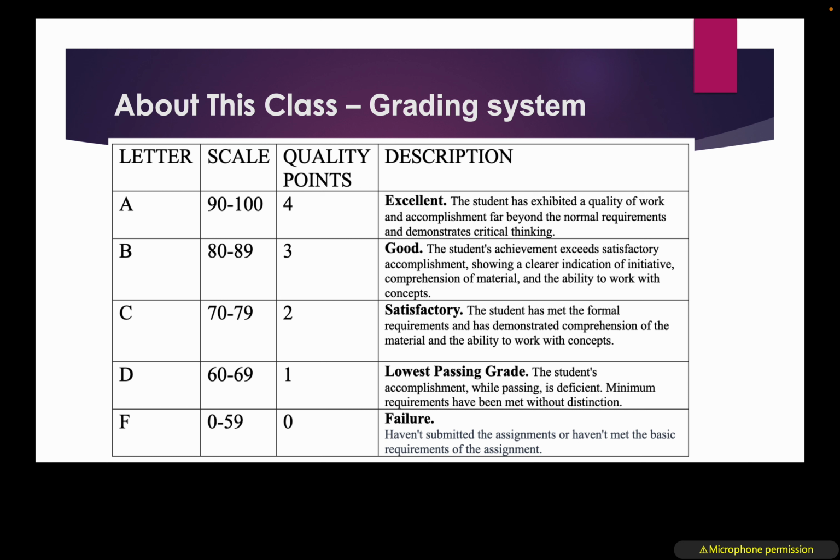If you receive 90 to 100% of the total points, your letter grade is A. If you receive 80 to 89% of the total points, you will receive the letter B. So the letter corresponds with your GPA, like A is 4, B is 3.